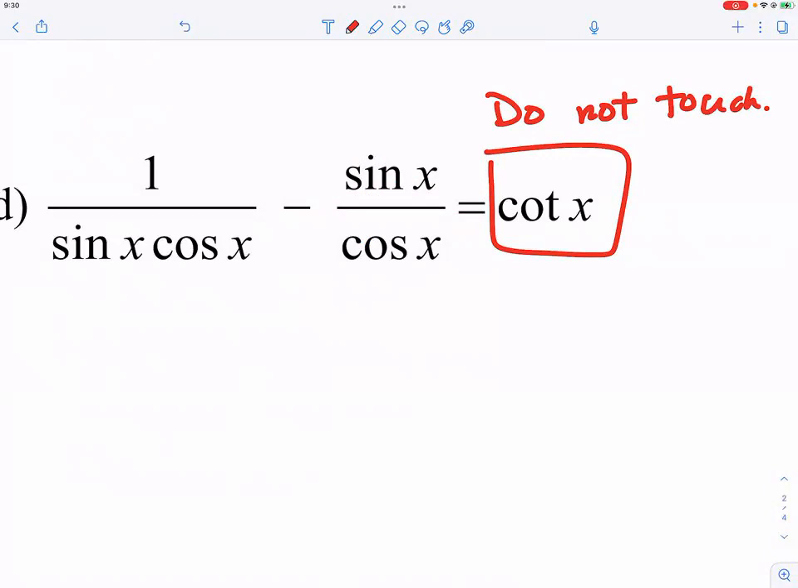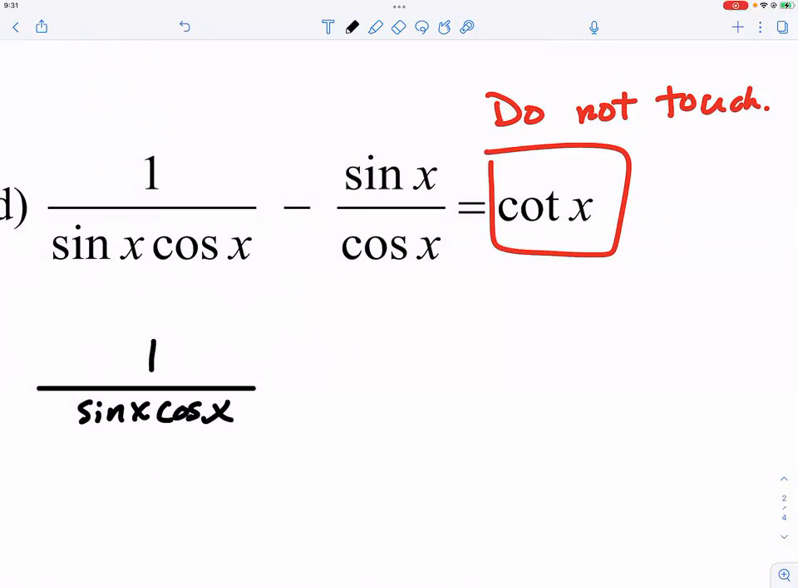And we say, well, what can we do? You see a fraction. So in your mind, you could be thinking, what if there is a common denominator?